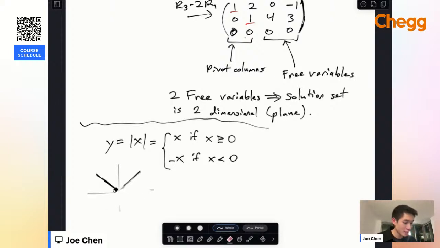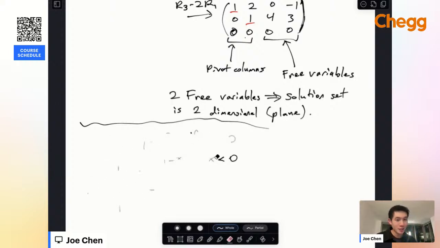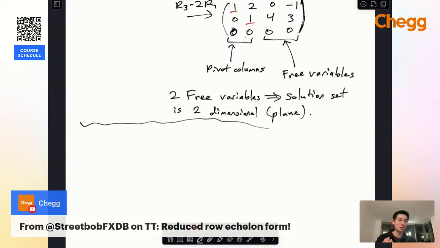Okay, let me erase that. There's a comment from Street Bob FXDB on TikTok: reduced row echelon form. That is right. We'll be seeing that the whole class of linear algebra. Reduced row echelon form will never go away. I can say from week 1 all the way until the final exam, it just finds its way to pop up in almost every single linear algebra question, which makes it such a crucial topic.